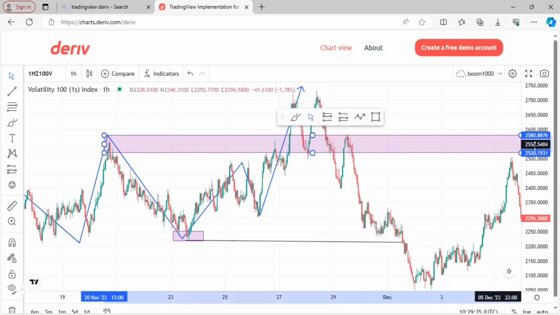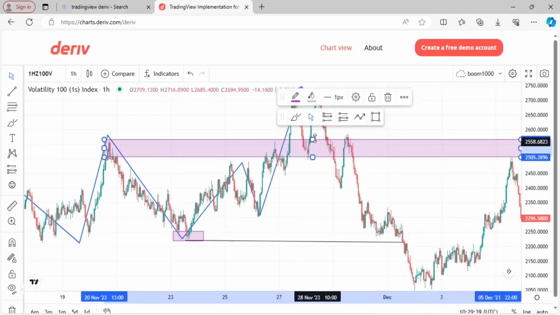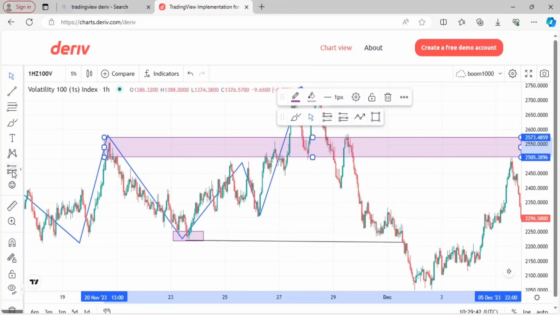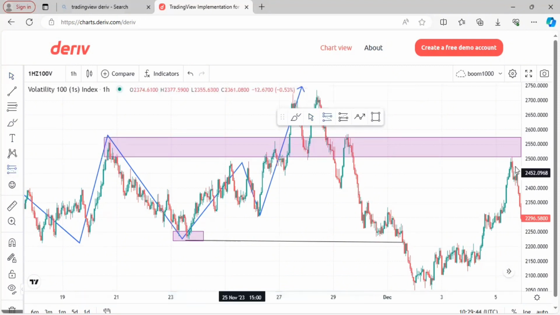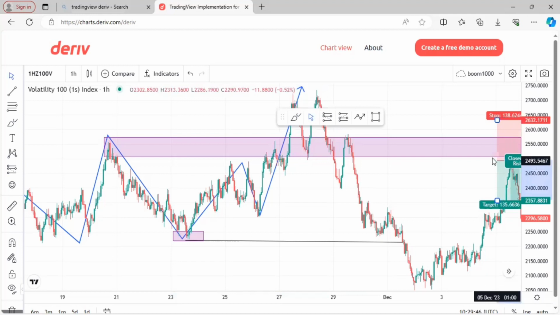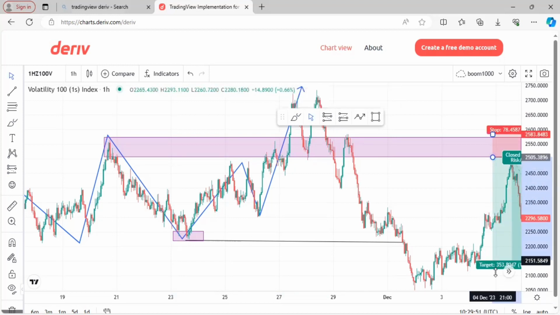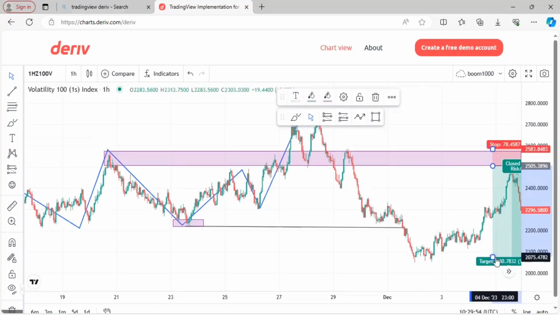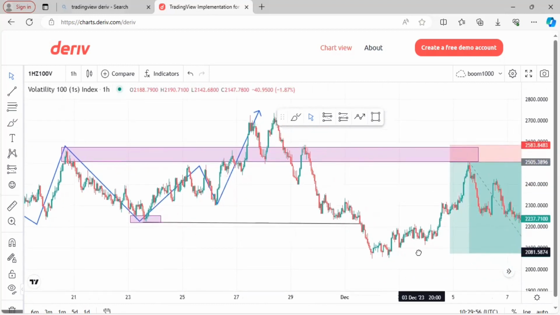All right, so market came here. The moment market gets to this zone, all you do is enter a sell, with the stop loss above this rectangle here and your TP all the way down here. The TP is here. So let's see what happened.